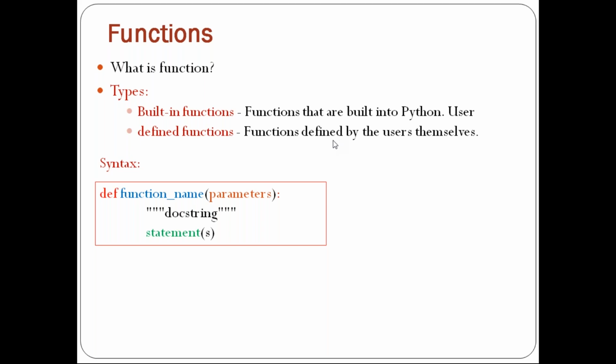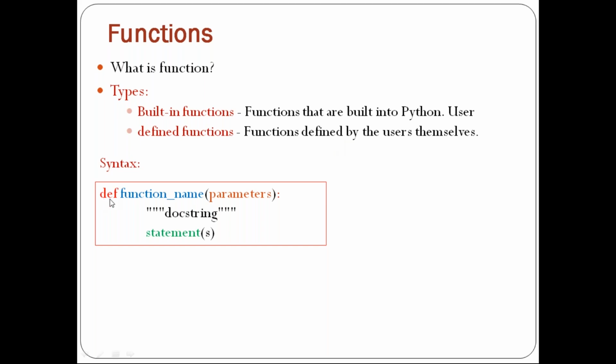Now let's go to functions. A function is nothing but a self-contained block of code which is used for doing a specific kind of task or computation. We have two types of functions: built-in functions and user-defined functions. Built-in functions are the functions supplied along with the Python interpreter, and user-defined functions are the functions which are defined by the user.